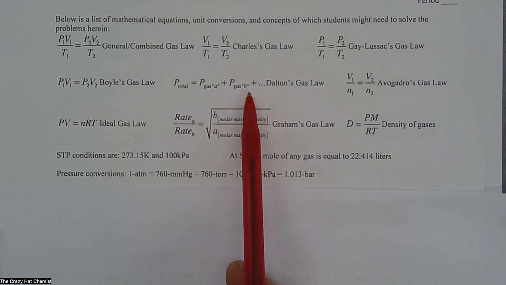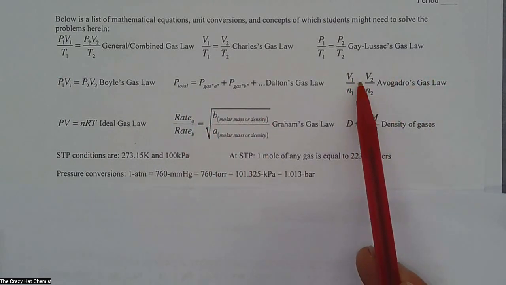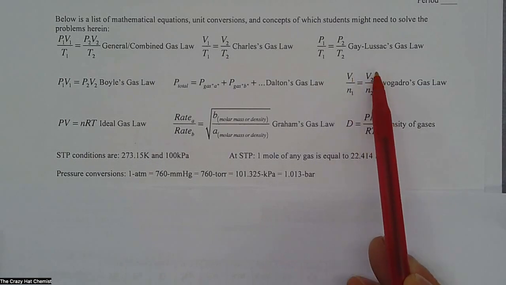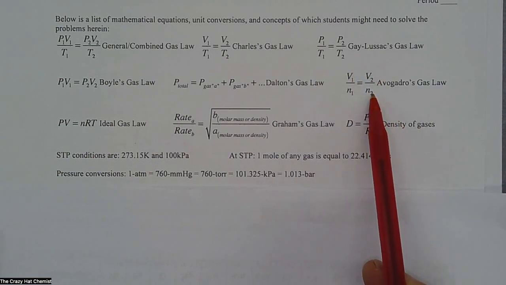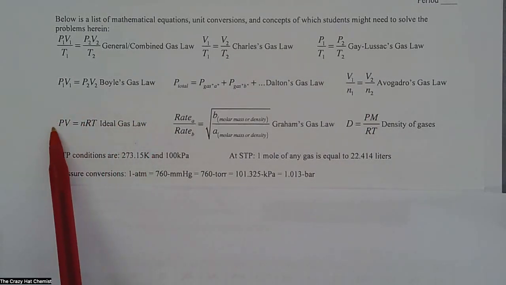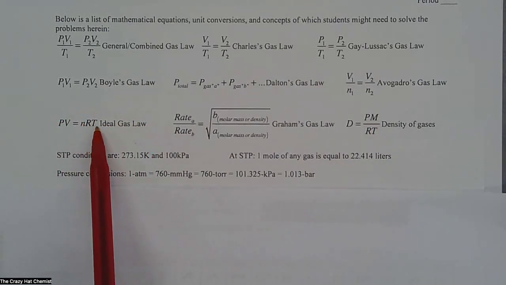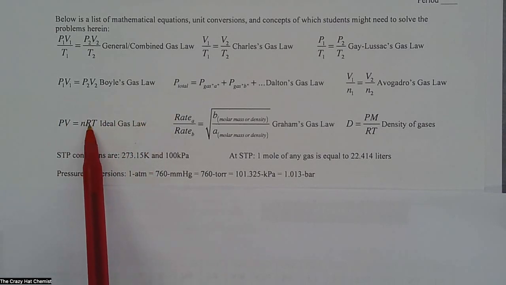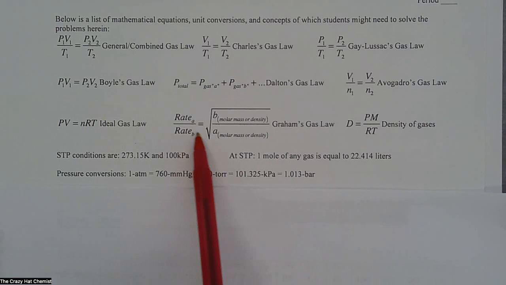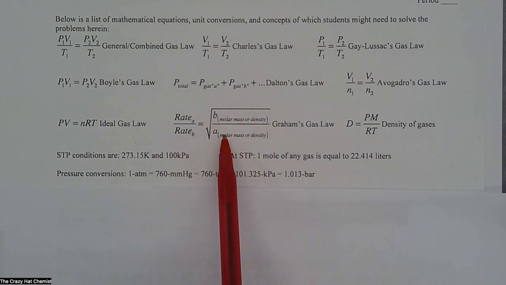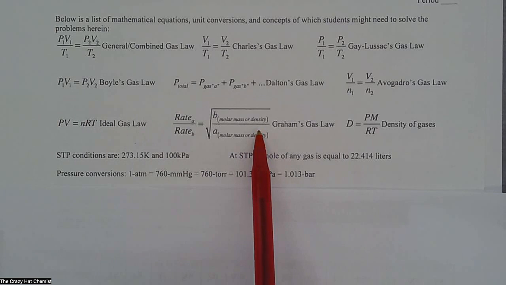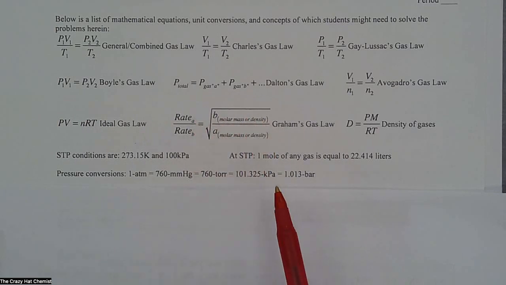That's commonly used here. Then we have Avogadro's law, and that's V1 over N1 is equal to V2 over N2. Then we also have the ideal gas law: PV equals nRT. R is the gas constant. And then we have Graham's law, where the rate of one gas compared to the rate of another gas is equal to the square root of an inverse relationship of either their molar masses or their densities. This is where the gases are at the same temperature. That's critical in order to use this equation.